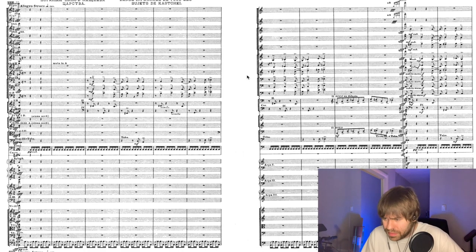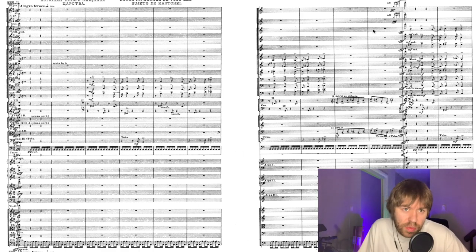Oh, also to note, these orchestral hits have been sampled so many times in the early 90s in a lot of new jack swing. At this point, I believe Firebird was in public domain, but Stravinsky has been sampled so many times, just for these hits.